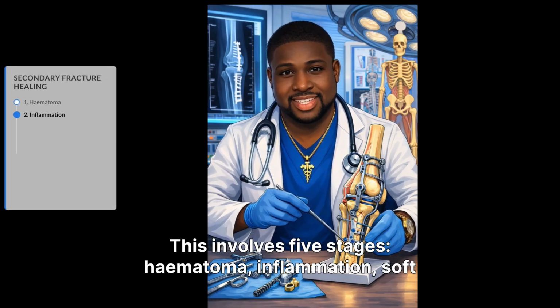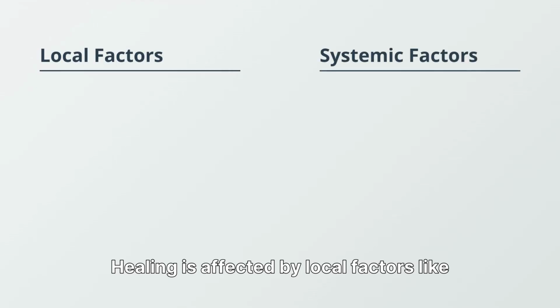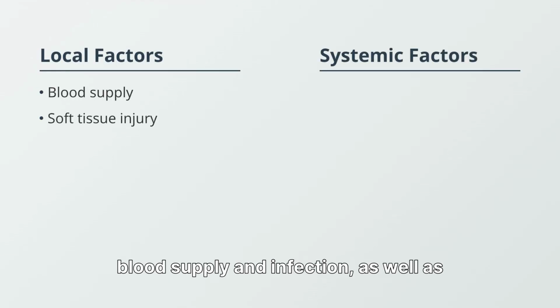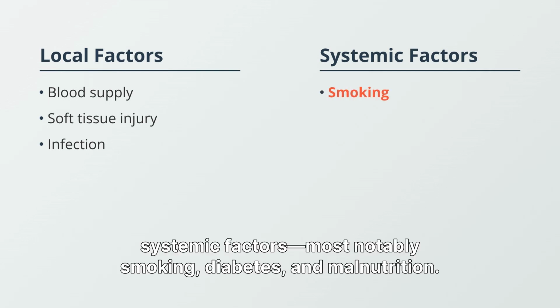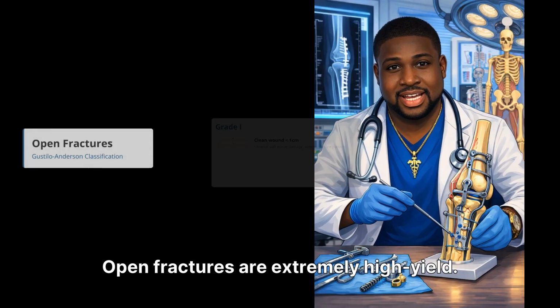This involves 5 stages: hematoma, inflammation, soft callus, hard callus, and finally, remodeling. Healing is affected by local factors like blood supply and infection, as well as systemic factors, most notably smoking, diabetes, and malnutrition. Open fractures are extremely high yield.